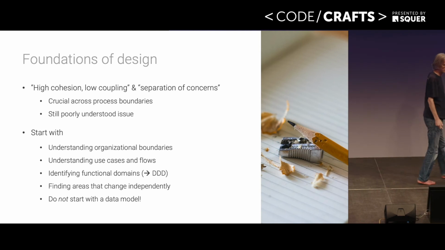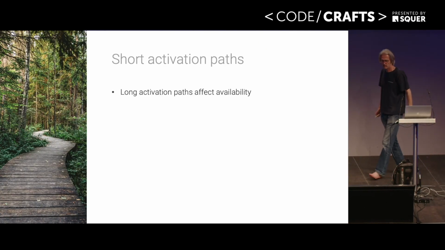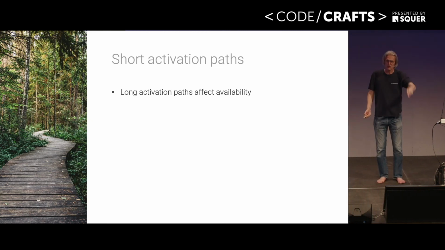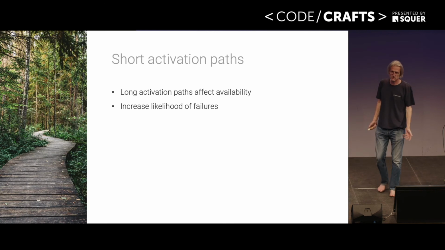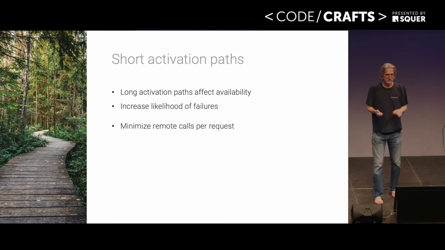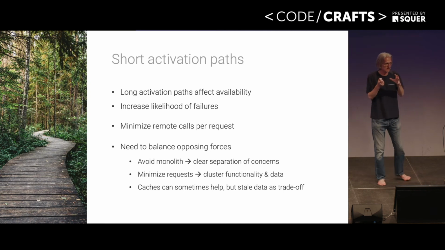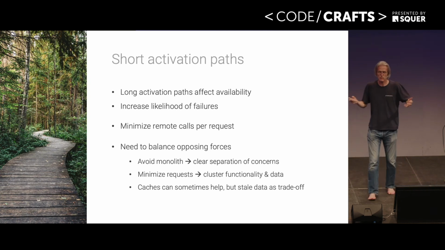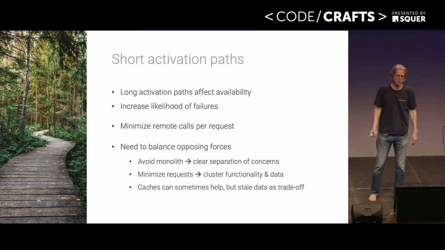It's quite straightforward. Okay, idea number 2 is short activation paths. These long internal call chains screw up your availability and increase the likelihood of failure, so try to keep them short. And now you get an interesting counterforce. I mean, that's what I like about architectural work, you always have opposing forces and you have to balance them. So there's not the right solution.